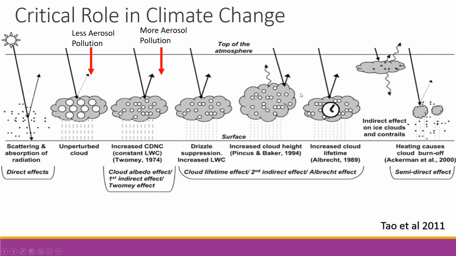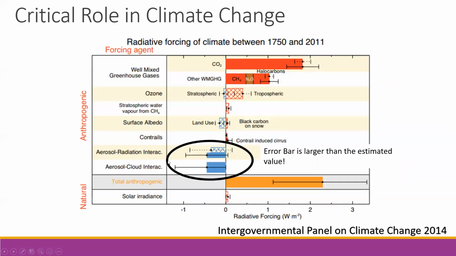They have many different effects. And a great example to show how complicated they are is this very famous figure from the Intergovernmental Panel on Climate Change, looking at radiative forcing of climate between 1750 and 2011. There's a lot going on in this chart, but basically it breaks down the different atmospheric components and how they contribute to climate change. In this example, the right represents warming, and you have something like CO2, which makes sense, has a very significant warming effect.